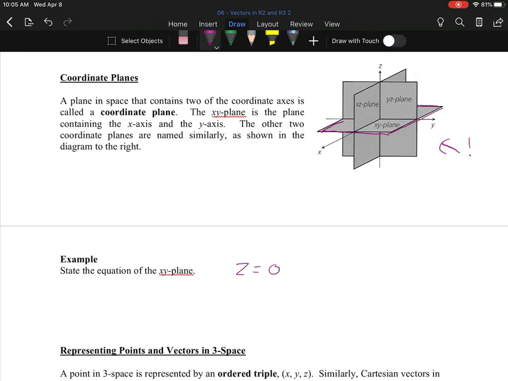Now that's a major introduction to next chapter, is when we're going to talk about the equation of these planes. So don't get too wound up about that right now. I just mention it to start laying the foundation for next chapter.